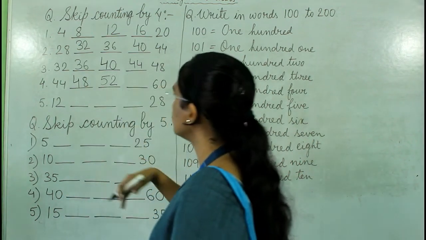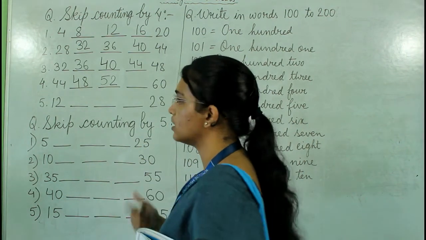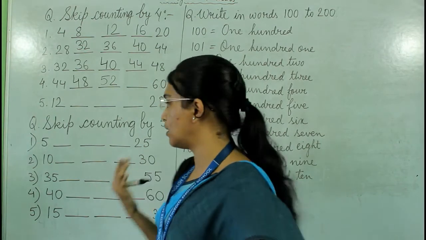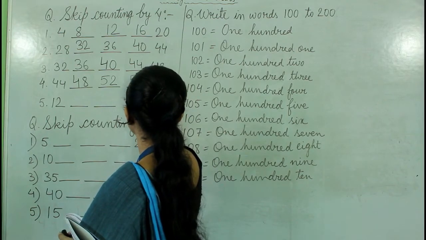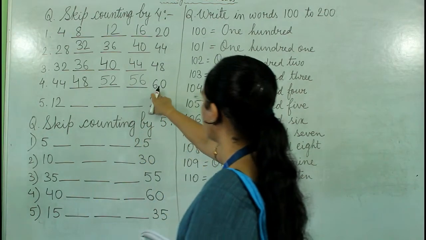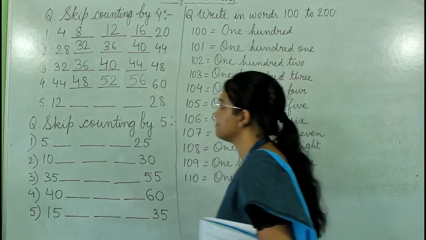So from 52 if you have to skip another 4 numbers, then what will be the answer? 53, 54, 55, 56. So from 56 if you skip another 4 numbers, you will get 60.